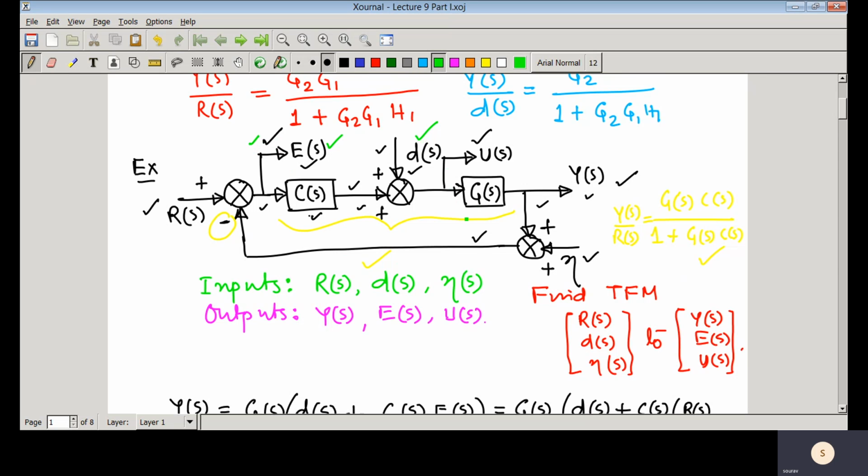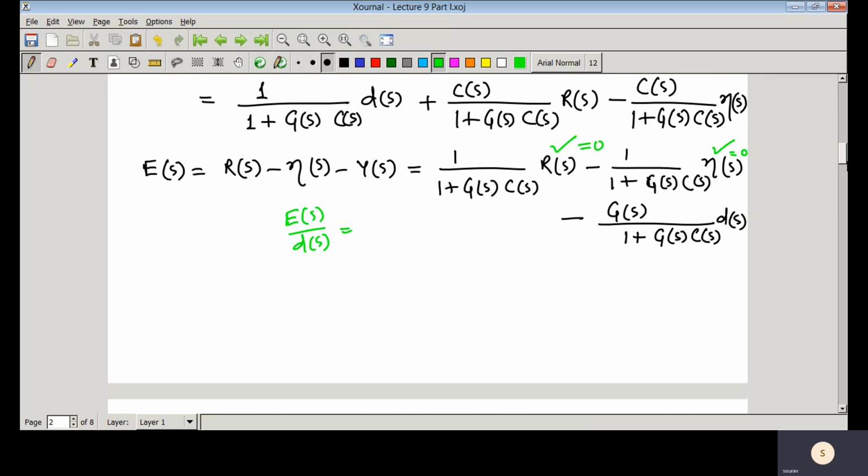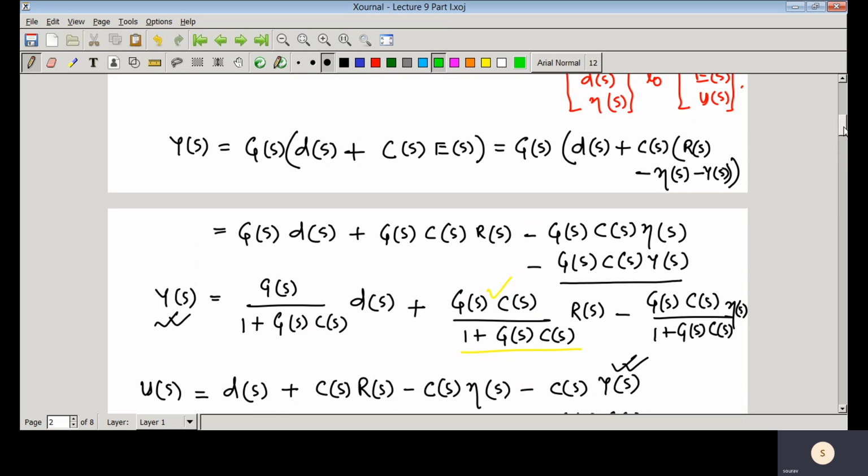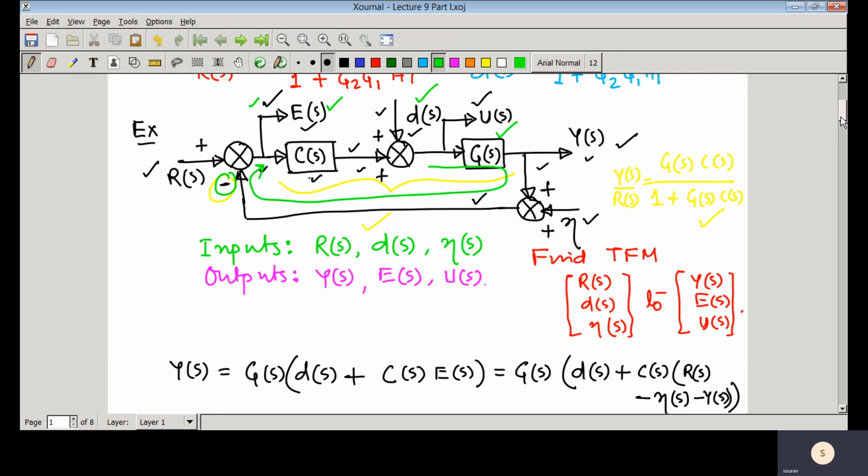So what is the forward path? The forward path would be from here to here. This is that forward path. You can see that the forward path transfer function is GS, and as you have that negative sign here, that means it is minus GS. So the forward path is minus GS here, and you can see here again the forward path.